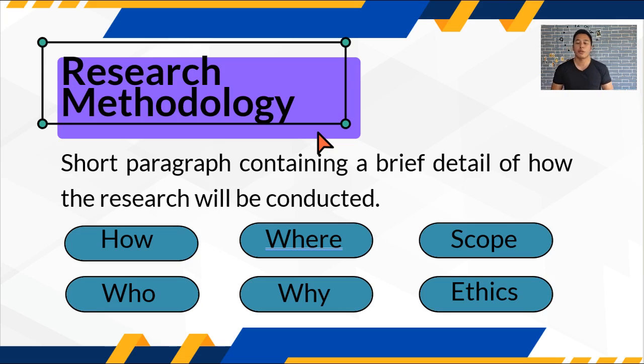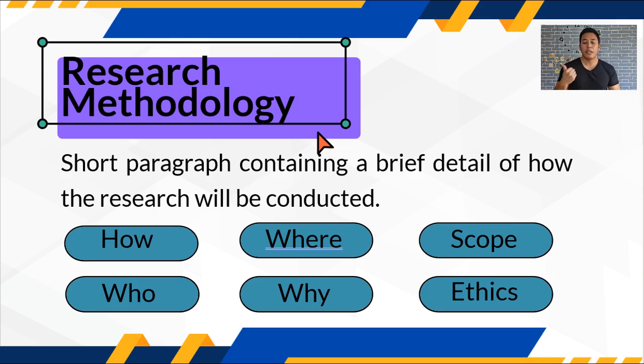Next one, you are going to describe where. Where is the study? Where is the location? Or where are you going to conduct the research? And also why. You have to provide the reason as to why you chose these particular respondents and that specific location.